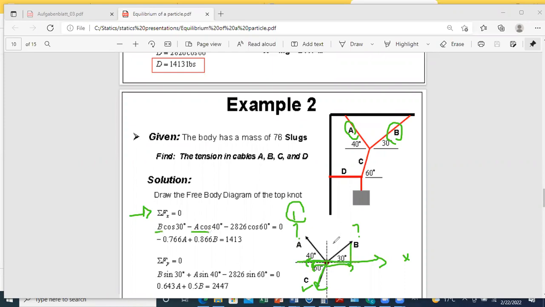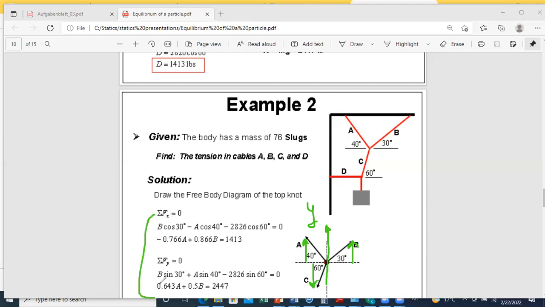We need another equation, so we project along the second direction, along y. When you project along y, sum of y equals to 0 will give us the projection of B is B sine 30. The projection of A is A sine 40. And finally, the projection of this force is C sine 60. Okay, so solving these two equations, we have two equations with two unknowns. We can get then what are the values of A and B. Okay, any question on this problem?